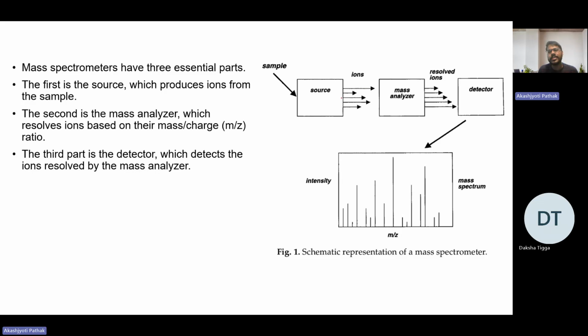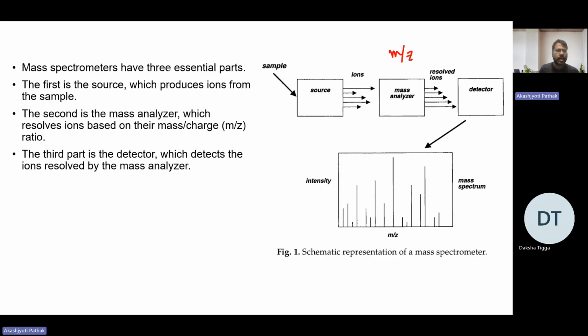Now these ions will move through the mass analyzer, which will separate the molecules on the basis of their m/z ratio, and then the molecules will be detected on the detector. A molecule having higher mass will reach the detector later. A molecule having lower mass will reach the detector faster. In this way, you will get a spectrum with intensity on the y-axis and the m/z ratio on the x-axis.